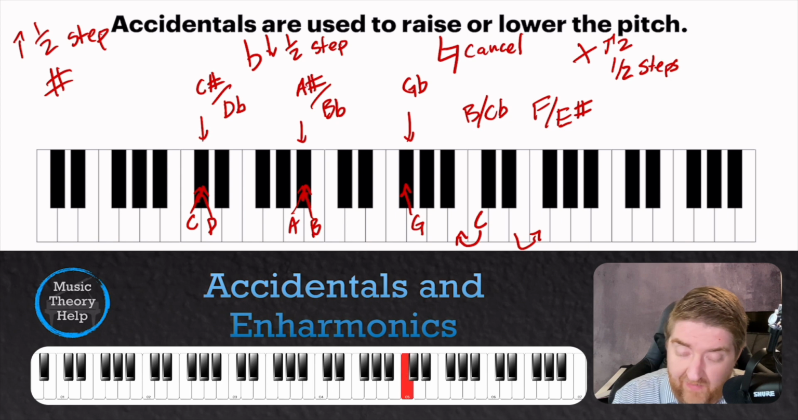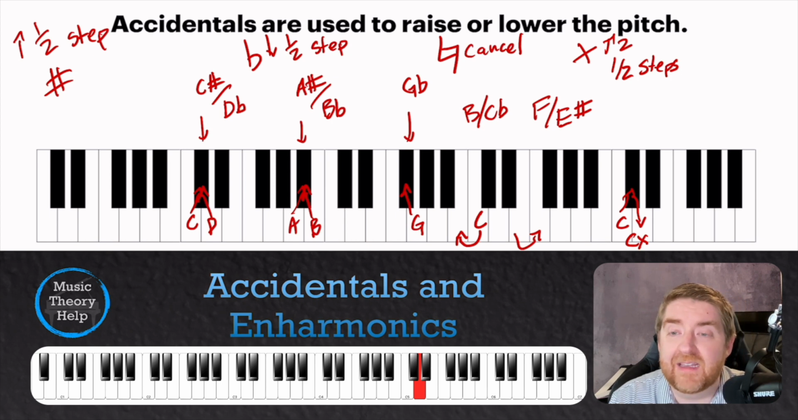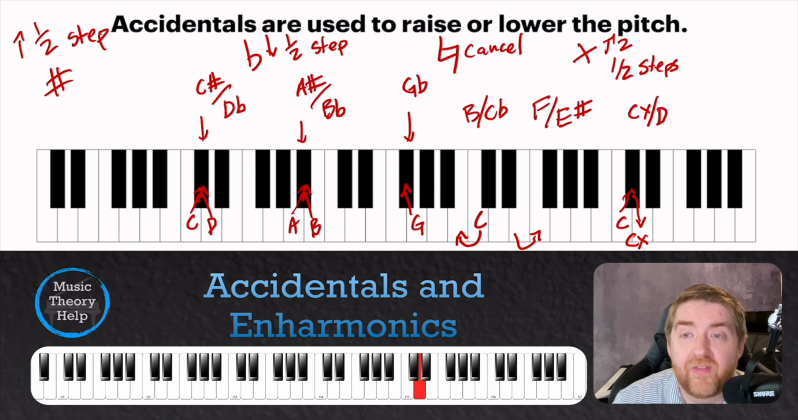So if we have a C and we move up a half step, that's C sharp. If we move up another half step, we have C double sharp. It looks like C with an X next to it. C double sharp is enharmonic with D natural.